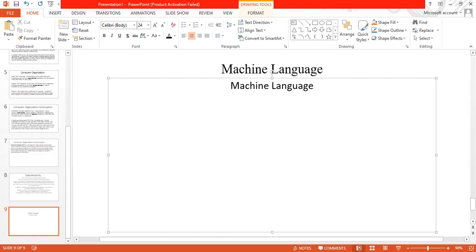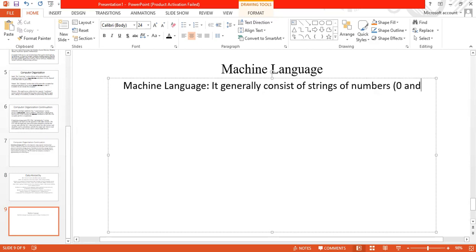So machine language generally consists of strings of numbers. What I mean by it is 0 and 1. So you cannot put 2. Machines do not understand 2.